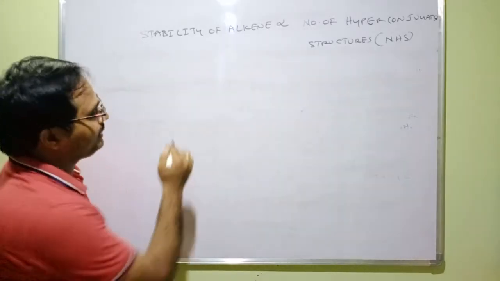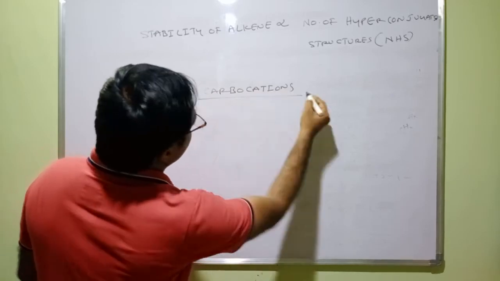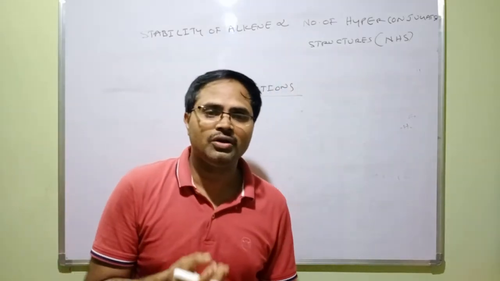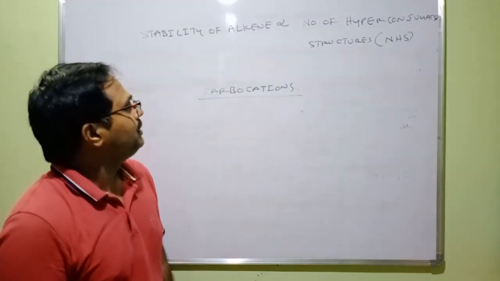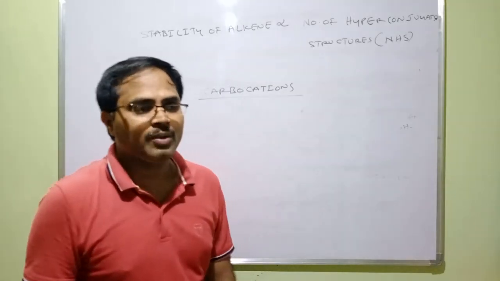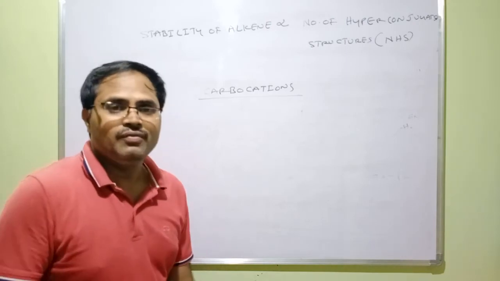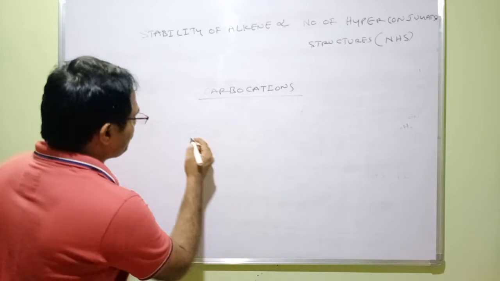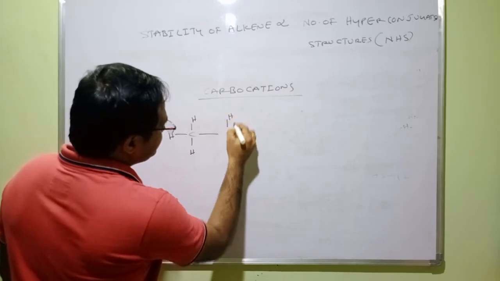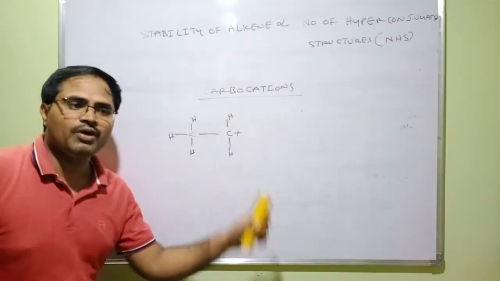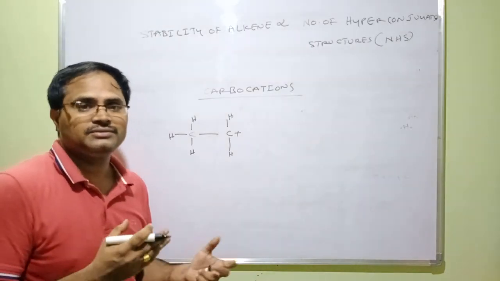Fine. So now I will take carbocations. A carbon carrying positive charge is called a carbocation. I think everybody knows about that. Now I will give some examples of carbocation, and for those compounds we can write hyperconjugated structures. So suppose let me take CH3CH2+. It is a carbocation. So does it show hyperconjugation or not? That is the question here.